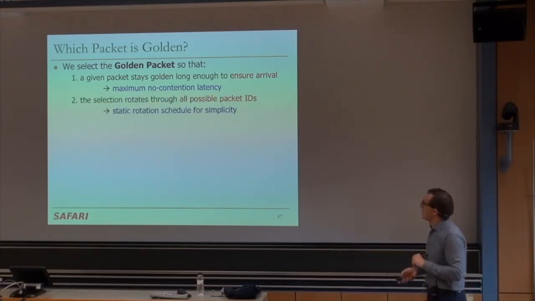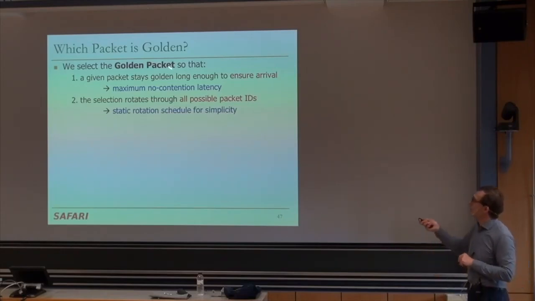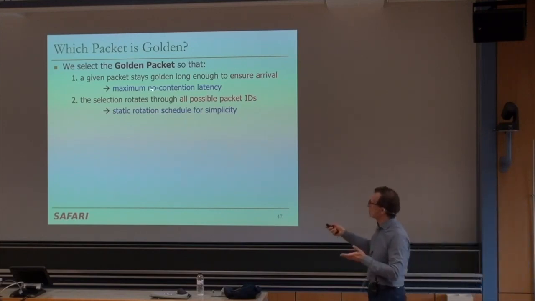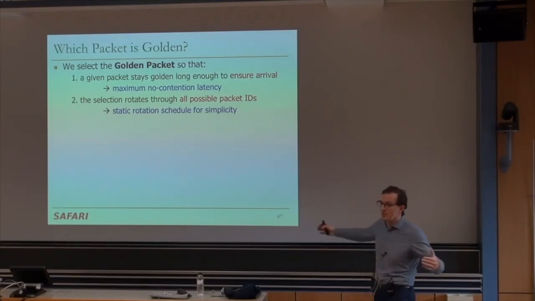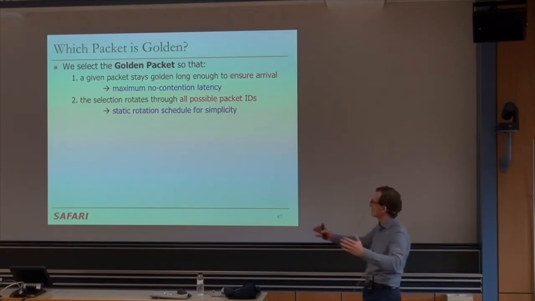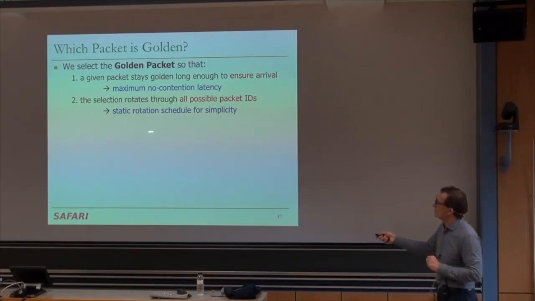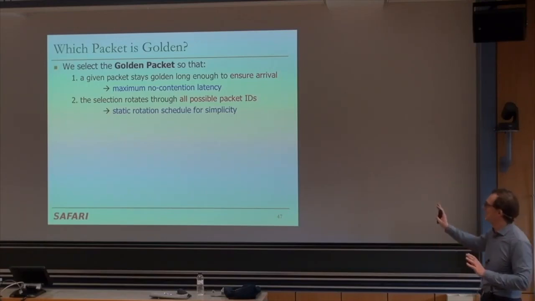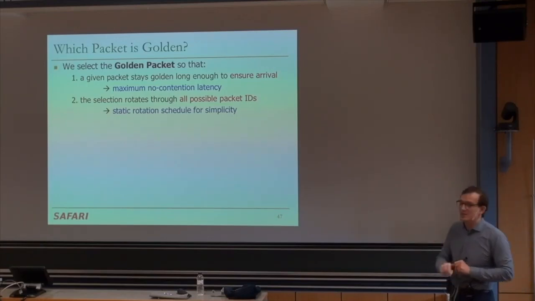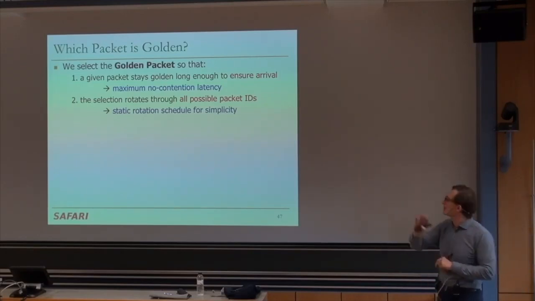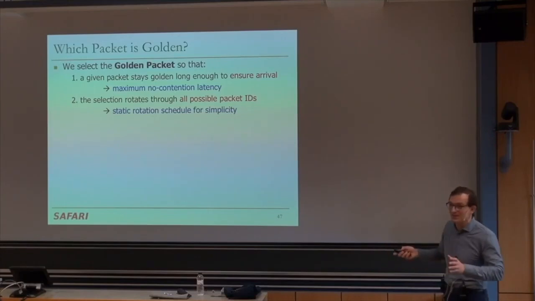Okay. And then the question is, which flit becomes the golden? So this answers the question of when a flit becomes golden, when the golden flit changes. The golden flit stays golden for the maximum no contention latency. That's the maximum distance between source and destination and how long it takes. And also, which flit do you pick next to be golden? In this case, we actually made it really simple. You look at all possible packet IDs that could be present in the network, and you rotate the selection in a deterministic, static manner, for simplicity.